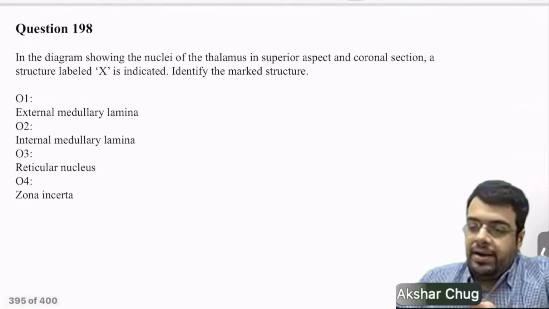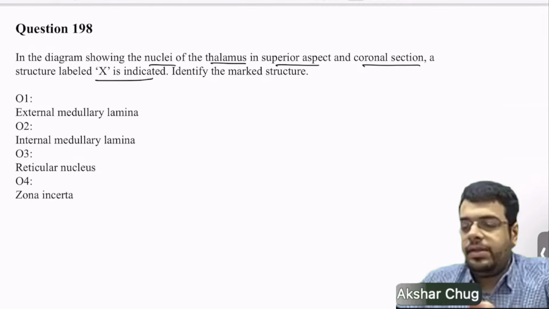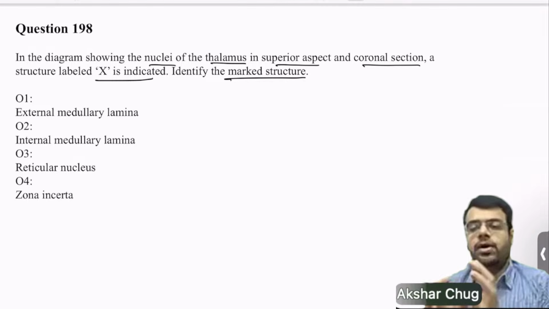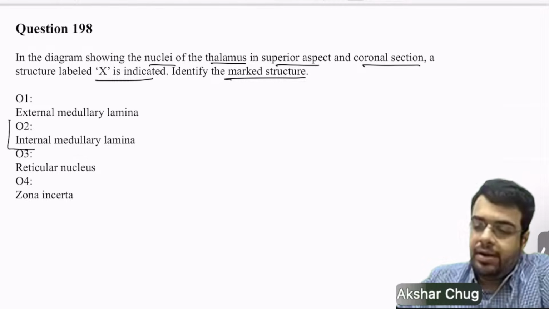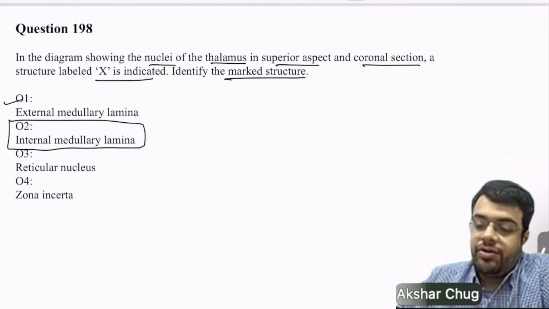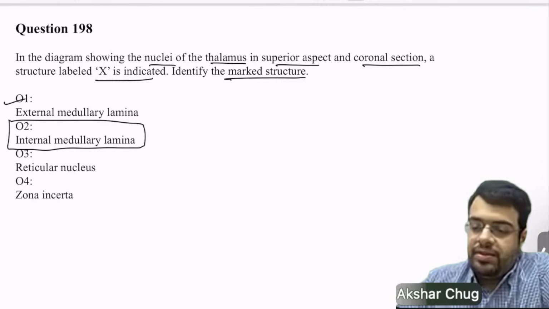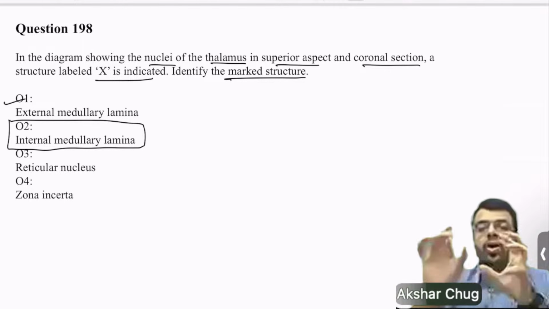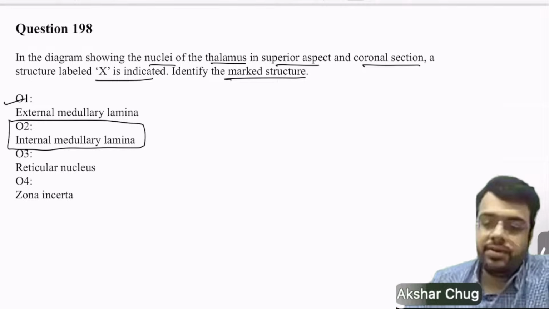The diagram below shows the nuclei of the thalamus in superior aspect and the coronal section. A structure labeled X is indicated. Identify the marked structure. The structure X was inside the thalamus and in between the thalamic nuclei, suggesting internal medullary lamina. The external medullary lamina would be on the outside of the thalamus, whereas the reticular nucleus and zona incerta would also be on the outside, or embedded in a nucleus, but would not be on the inner surface of the thalamus.